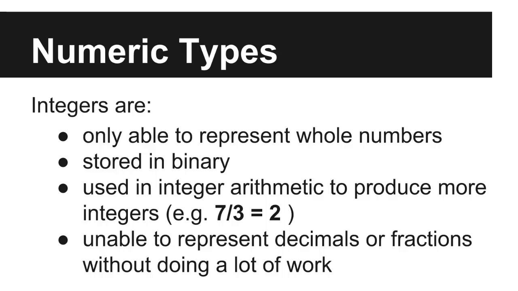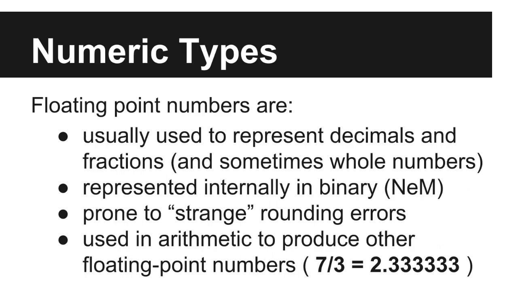That is to say, 7 plus 3 is 10, 7 divided by 3 is 2. And then in general with integers, we're unable to represent decimals or fractions without doing a lot of work. There are a couple of ways that we can make it happen, but in general, it's really, really difficult to do that. Floating point numbers, we call it a floating point number because the decimal point floats, are usually used to represent decimals and fractions, and sometimes whole numbers, but mostly decimals and fractions.